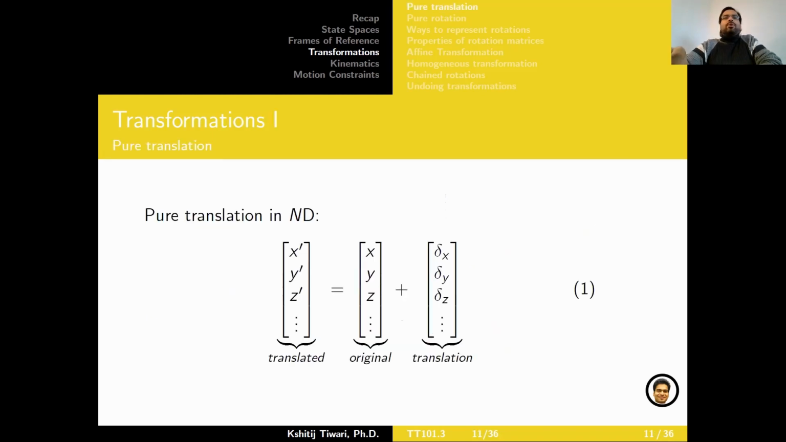First, let us look into pure translations. So if you have a configuration, the original configuration of the robot, say given here by X, Y, and Z, and it could be n-dimensional, so there could be more variables depending on the degrees of freedom.